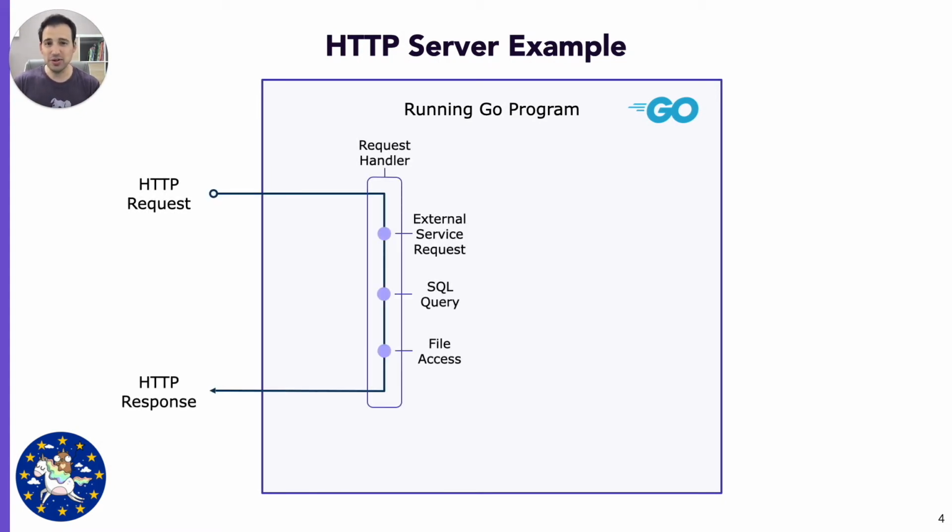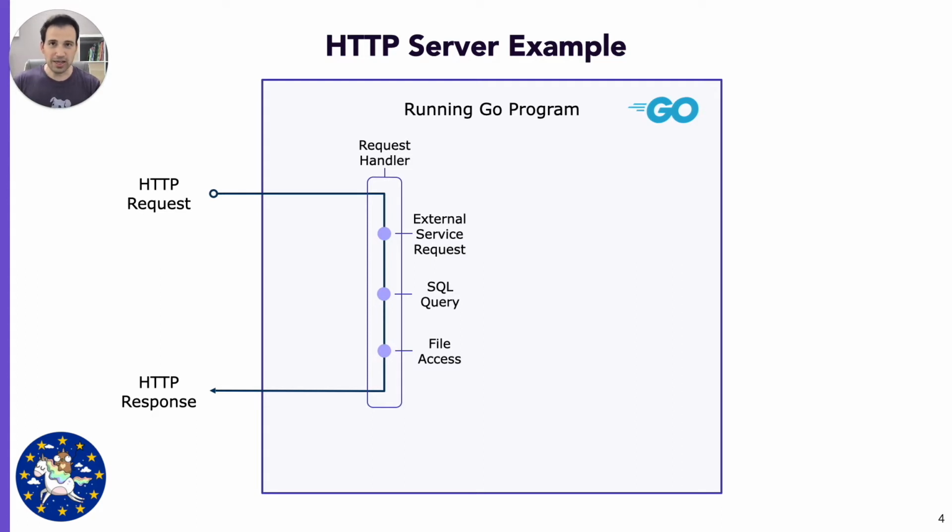So let's take the example of an HTTP server serving HTTP requests with things like an external service request, a SQL query, and a file access. Once it gets deployed to production, the security team will want this HTTP server to be protected against potential security exploits. Like for example, the external service request could be vulnerable to server-side request forgeries, the SQL query to SQL injections, and the file access to local file injections.